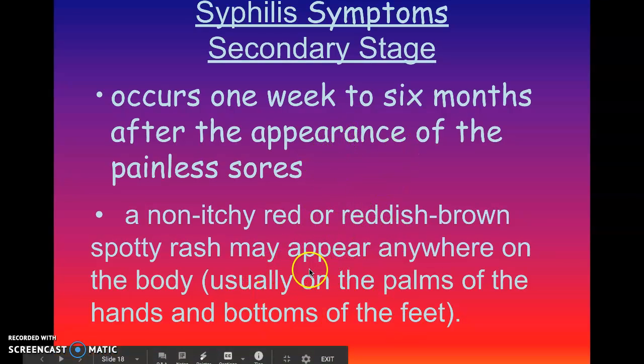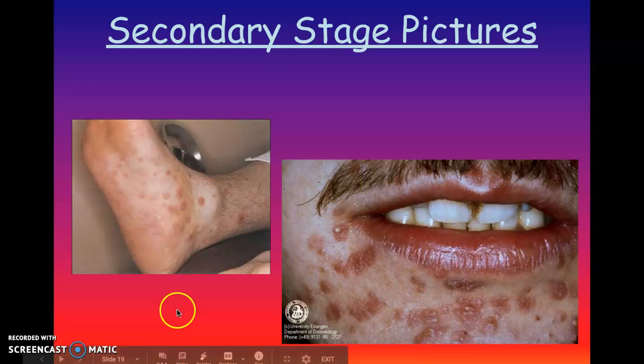And for some reason, this body rash usually appears on the palms of the person's hand or the bottoms of the feet, but it can really show up anywhere. Like in this picture here, this guy got it on the bottom of his feet, and this poor dude got the syphilis rash on his face.